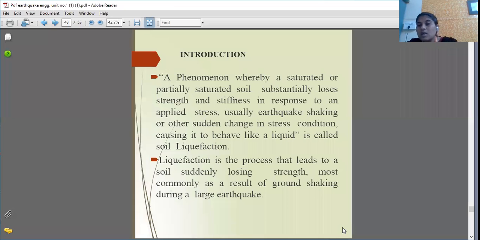Means that soil ची जी काय bearing capacity असेल, जी काय soil ची strength असेल, shear strength, all that shear strength will go towards zero, and that's why that soil is flowing into the water. Same condition is here for the soil liquefaction.